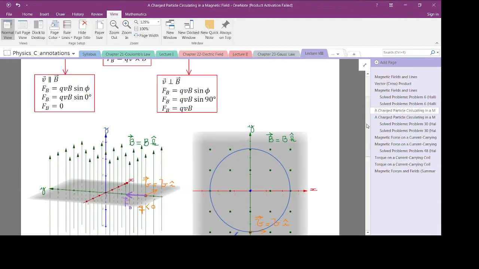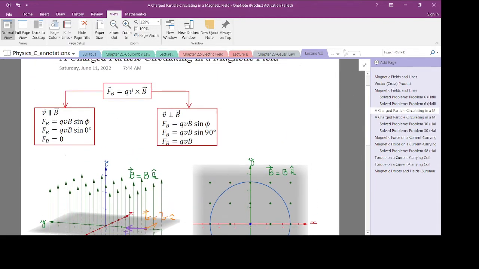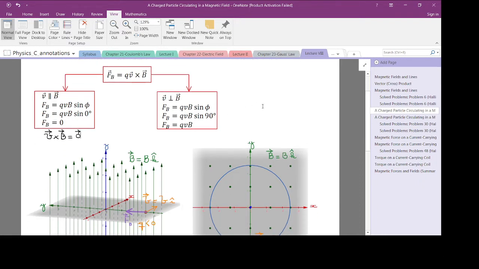That is the first and easiest case. Remember, I use a simpler version of the expression here, but we know that this vector product is going to be 0, so there is no force acting on the particle.